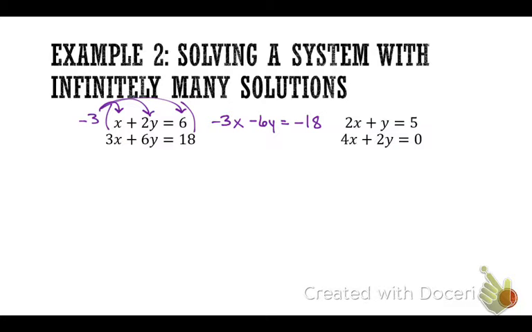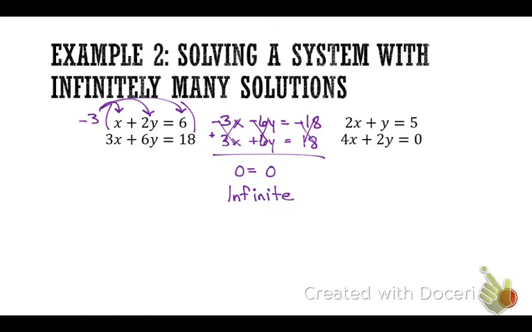3x plus 6y equals 18. And now all of a sudden, here I was trying to cancel out my x's, that's all I was trying to do, but now my x's cancel. What happens to my y's? They cancel. What happens to my 18s? They cancel. 0 equals 0. That's so cool. Infinite.